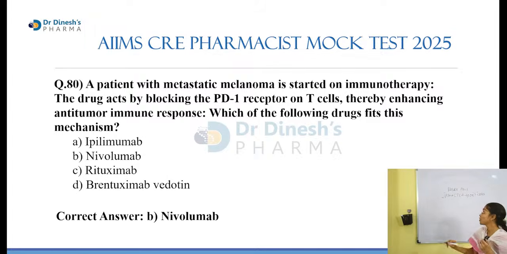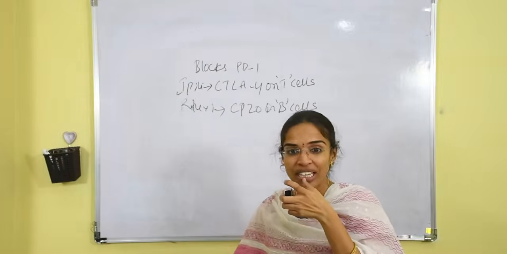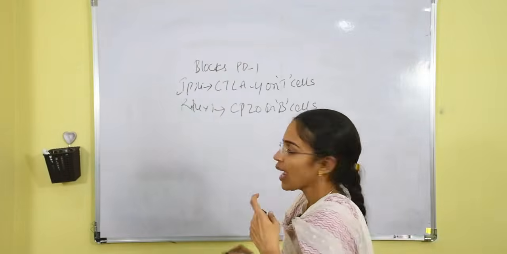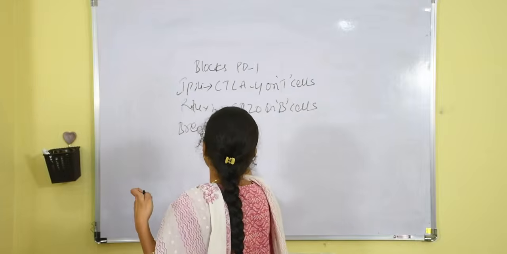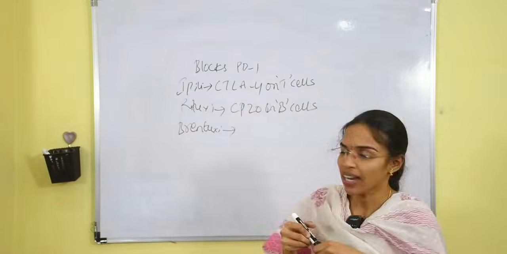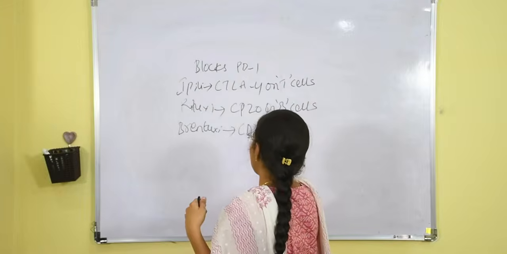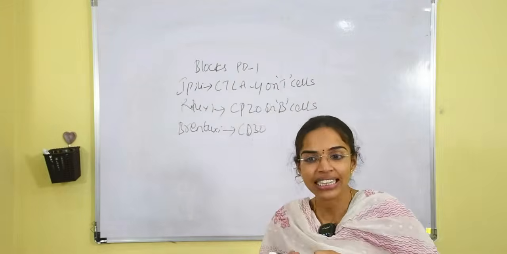And rituximab? It is a CD20 inhibitor on B cells. It does not work on T cells. Rituximab works on B cells. And brentuximab? It acts on the CD30 receptor.